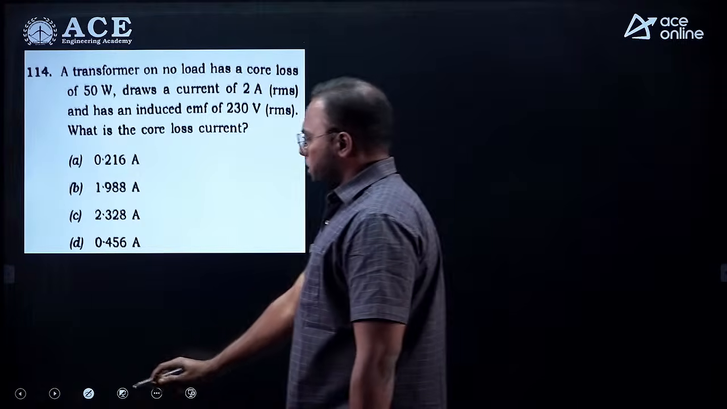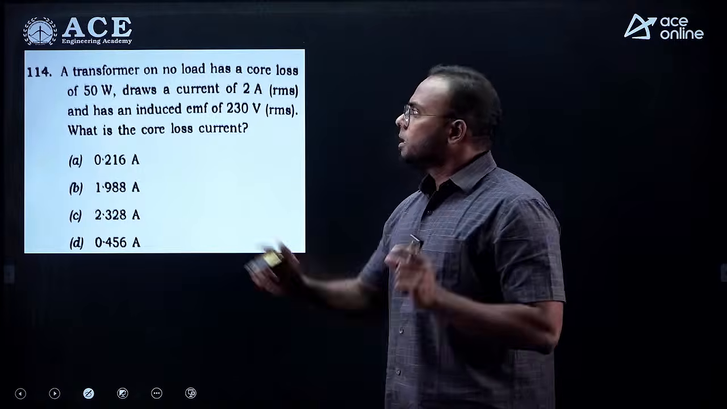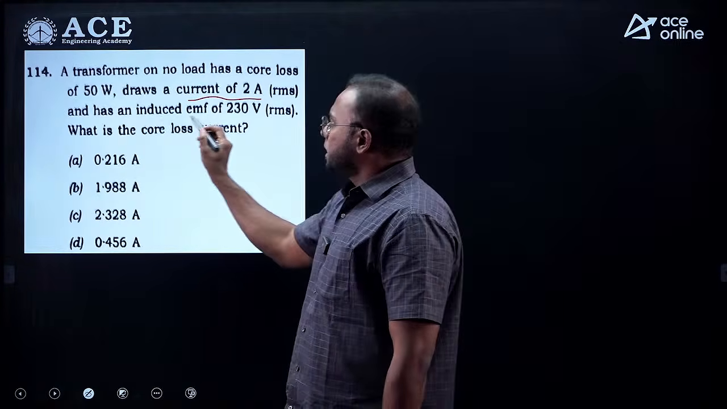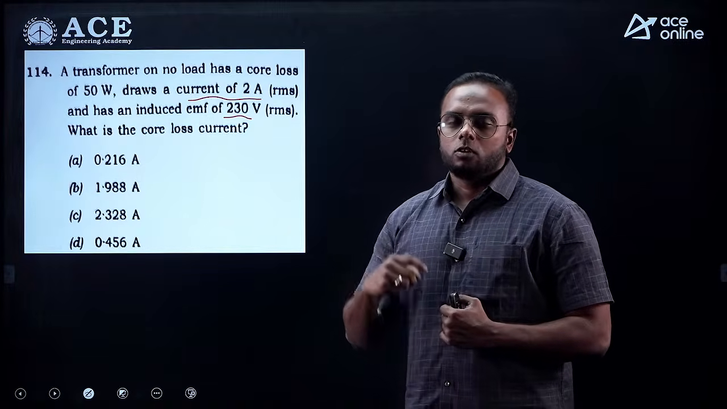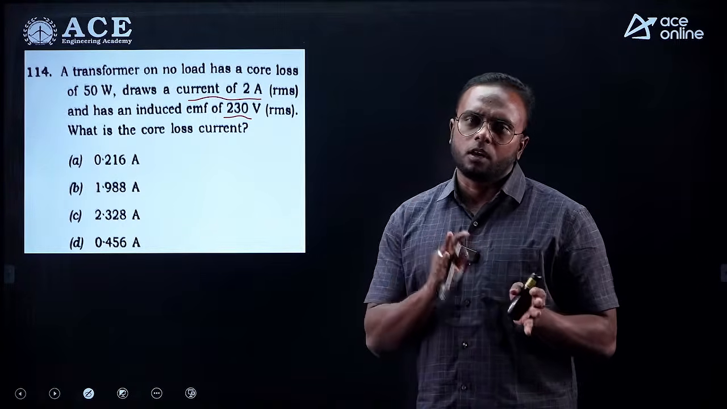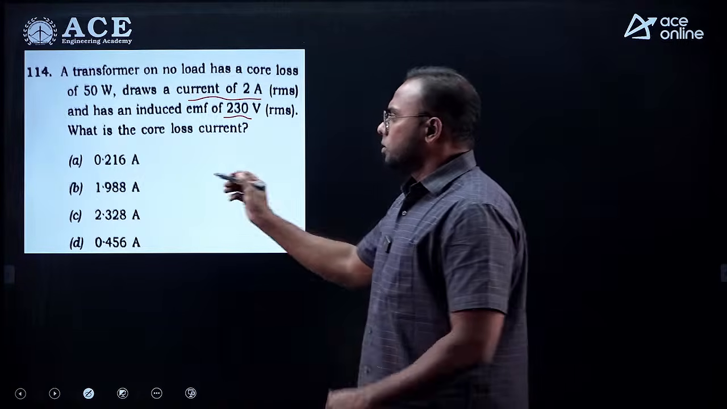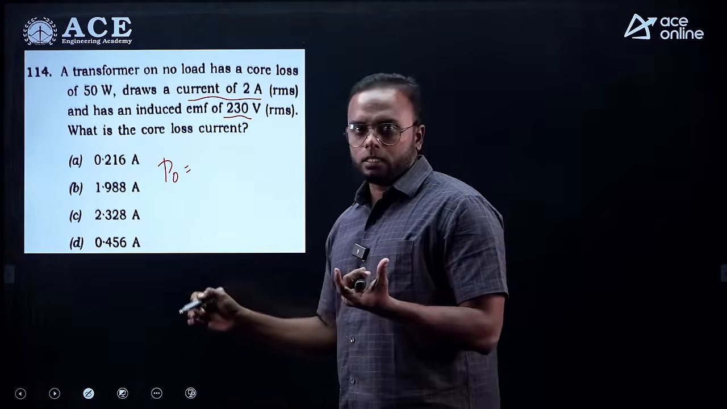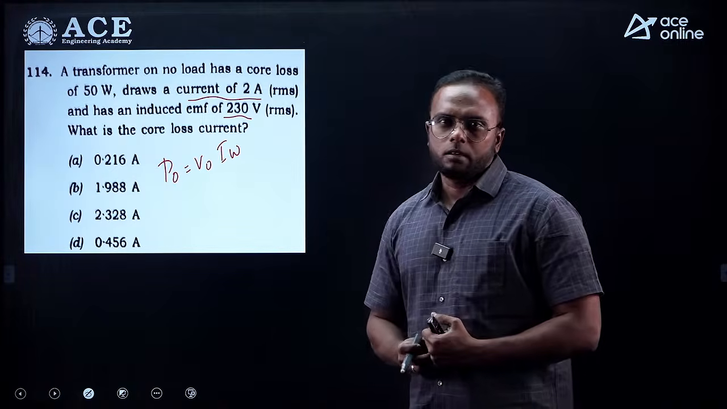A transformer on no load has a core loss of 50 watts. In no load condition, core loss is 50, and it draws a current of 2 amperes and has an induced EMF of 230. Generally induced EMF is given, supply is not given. Under no load condition the drop will be very small, so the supply voltage and EMF are almost the same, but the supply voltage is actually a little more than 230. What is the power taken by the transformer under no load condition? It is V naught IW only. IW is I naught cos phi naught.